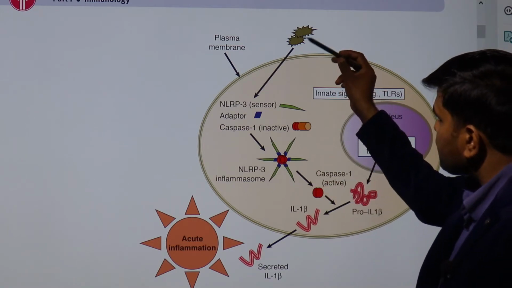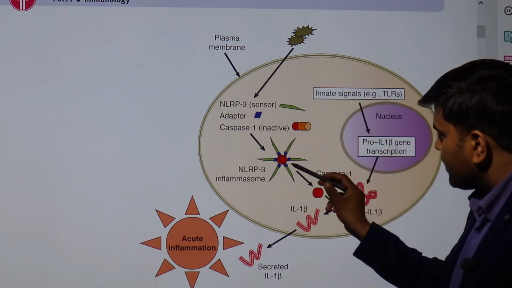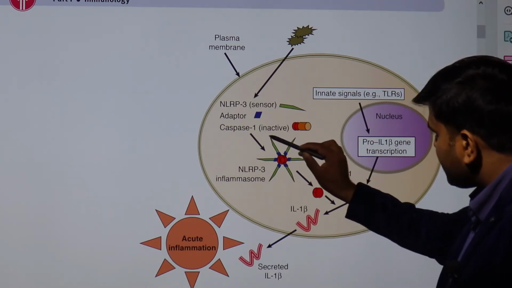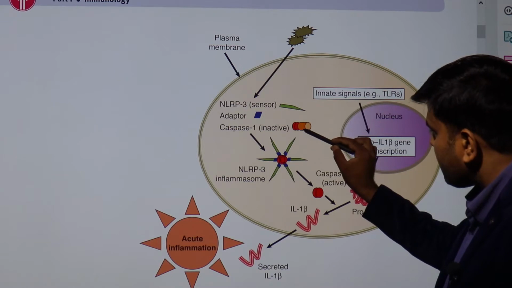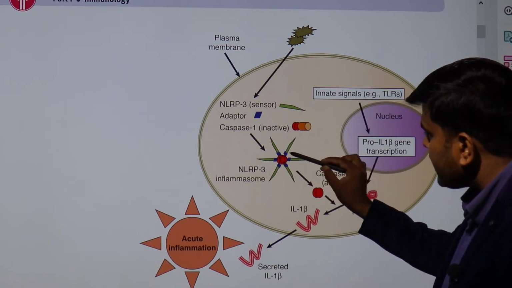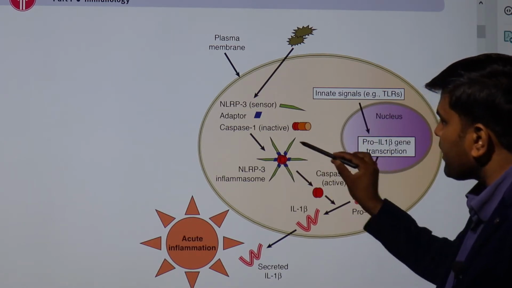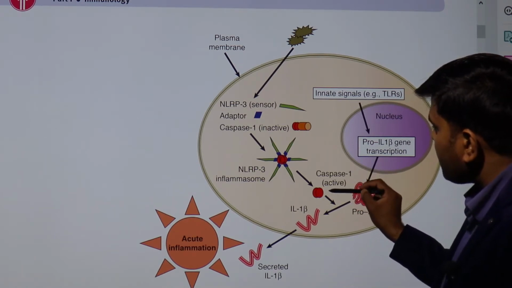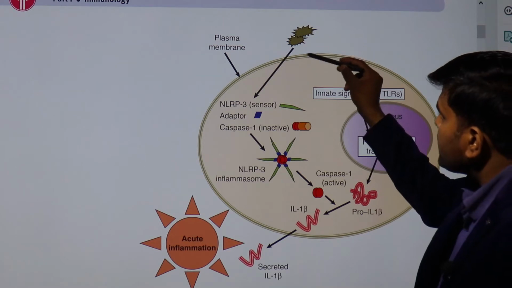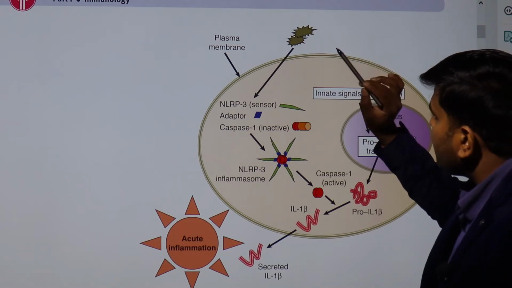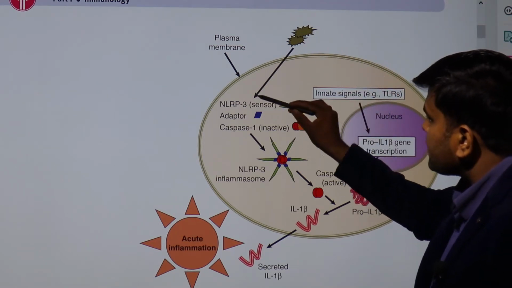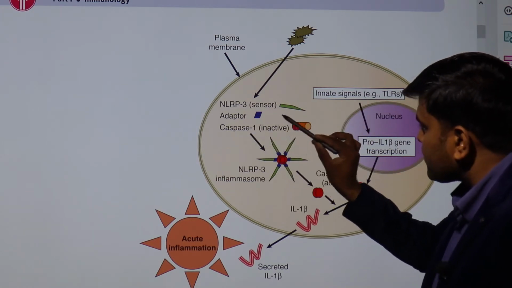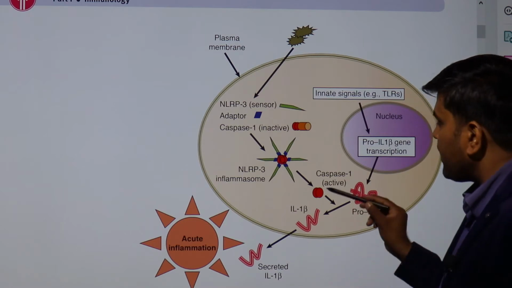When there is the stressor or pathogen, then what happens? This NLRP3 sensor and adaptor, initially caspase 1 is in inactive form when bound by it, but when they get detached, then this caspase 1 gets activated. And why does this caspase 1 become activated? Because of the presence of this signal, that is the stressor or the pathogen, that has been detected by this NLRP3 sensor. So the inactive caspase 1 is converted into the active one.